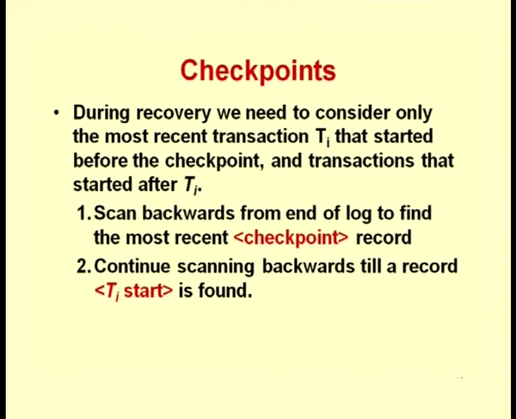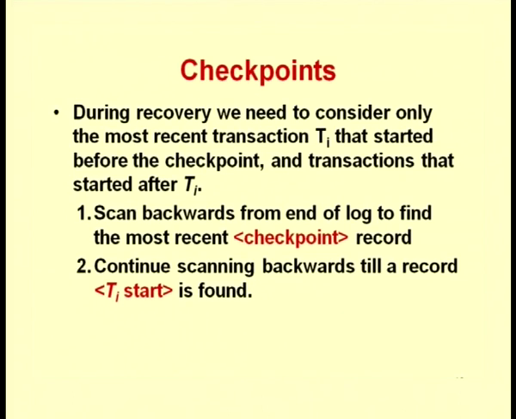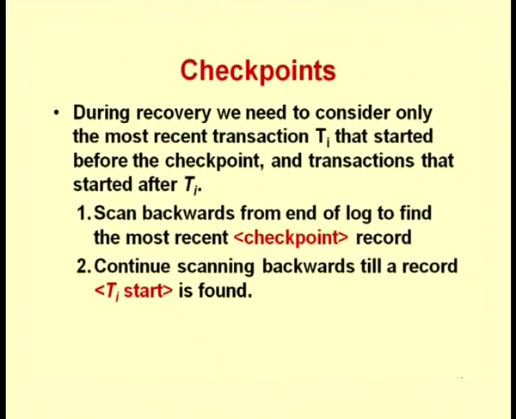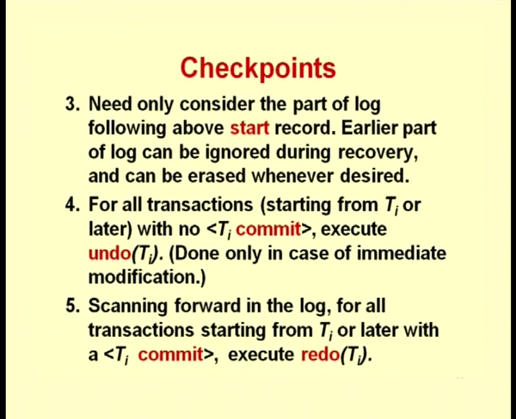So, you take the most recent transaction Ti that started before the checkpoint, and the transactions that started after Ti. Scan backwards from the end of the log to find the most recent checkpoint record. Remember, previously we discussed how this checkpoint also has to be stored. Continue scanning backwards until you come across a point where the start record of transaction Ti has been encountered.